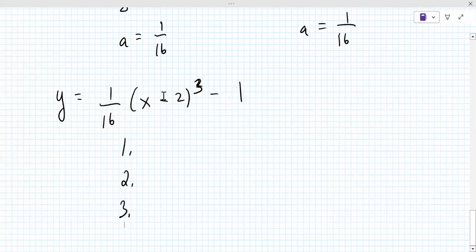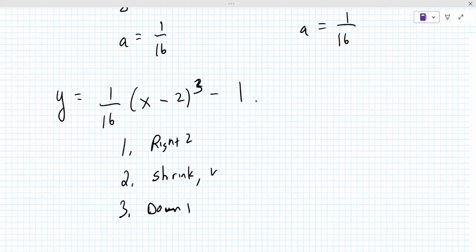Let's do the transformations here. Start from the inside here. That's right 2. Now the minus 1 here is down 1. Those are the ones that are most common. Right 2, down 1, and then shrunk by 1/16. Vertical shrink.